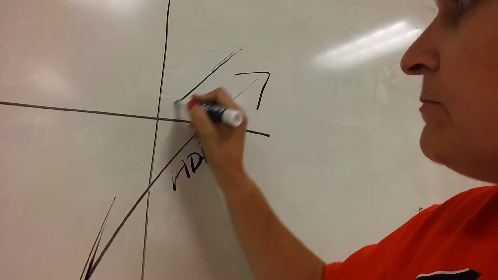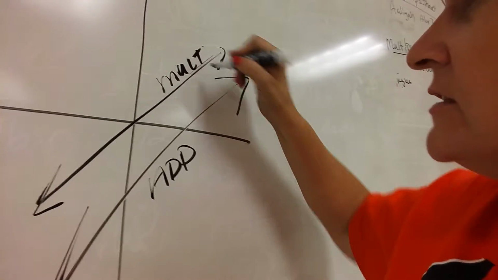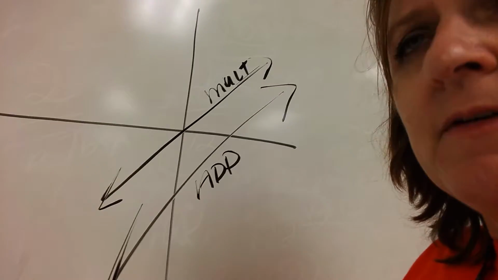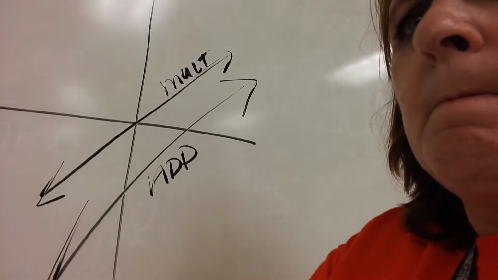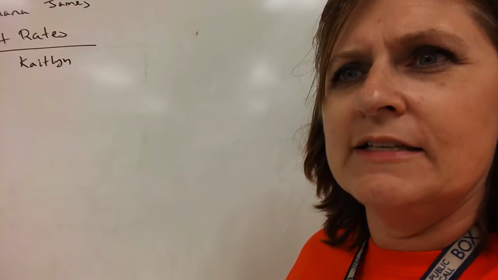But on a multiplicative pattern, it's going to go through the point of origin because anything times 0 is 0, so it doesn't matter what my multiplying factor is, it's always going to give me 0 when I have 0 as my x.